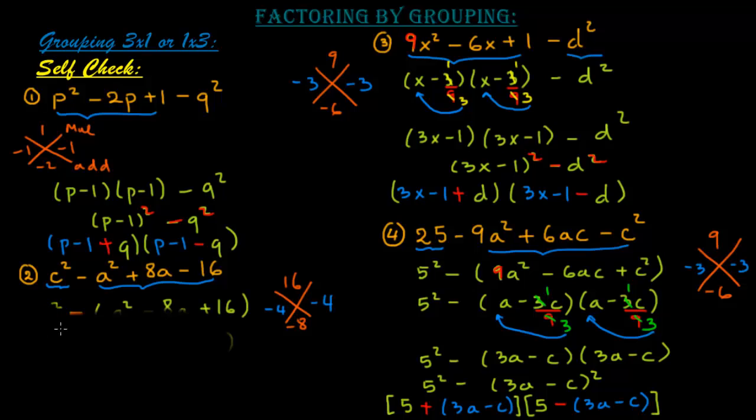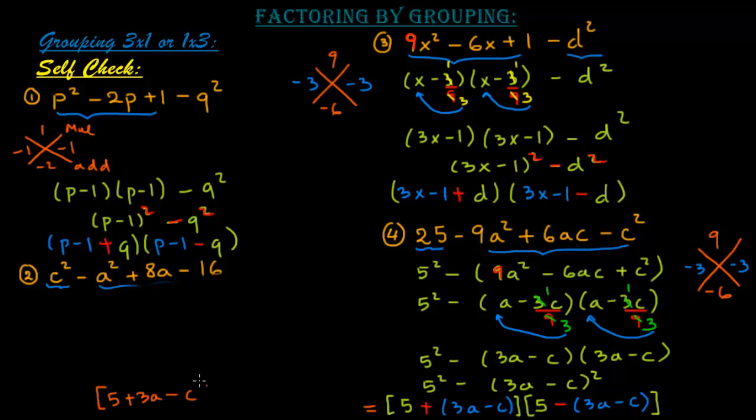So I'm going to erase this problem. So we will have the final answer is equal to: the first group is 5 plus 3a minus c, times the second group, which is 5 minus 3a plus c, and that is the final answer for problem 4.